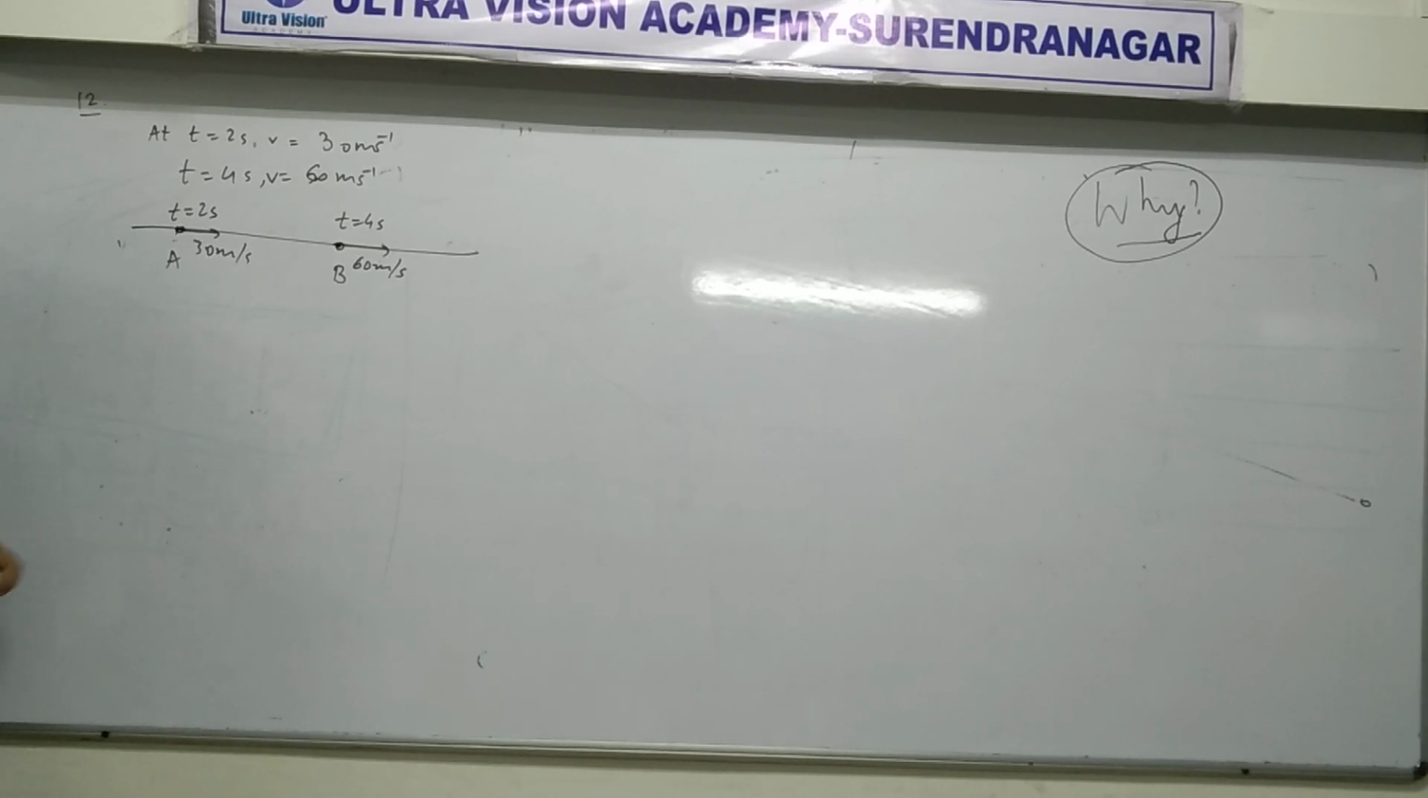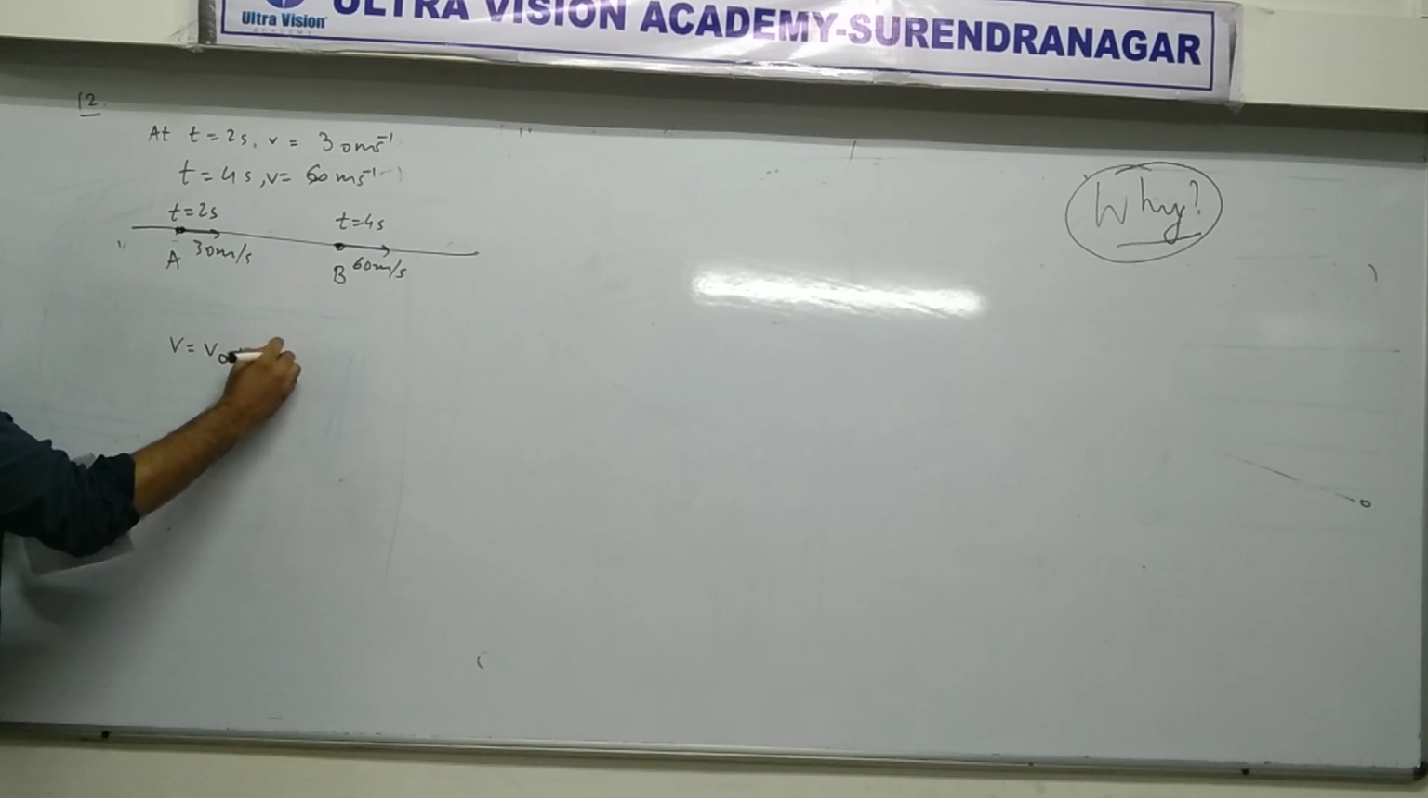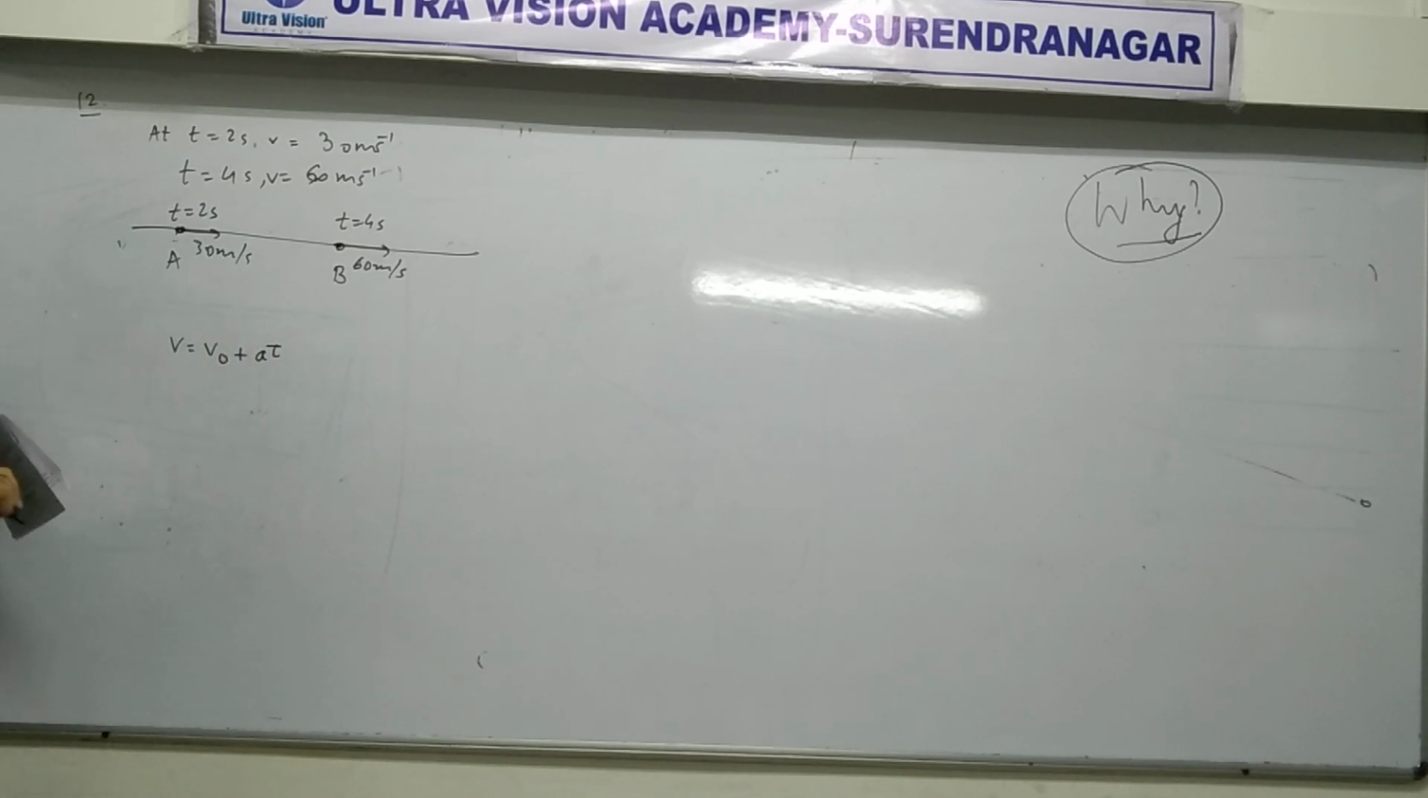Raghav, why so? Because acceleration is constant, we need to find the initial velocity. So let's use v equal to v0 plus at. All right, Raghav, which point to which point are we doing this calculation? A to B.